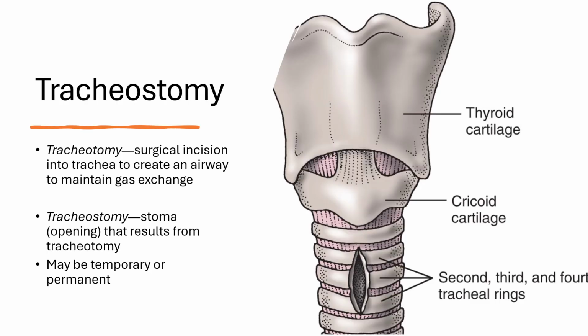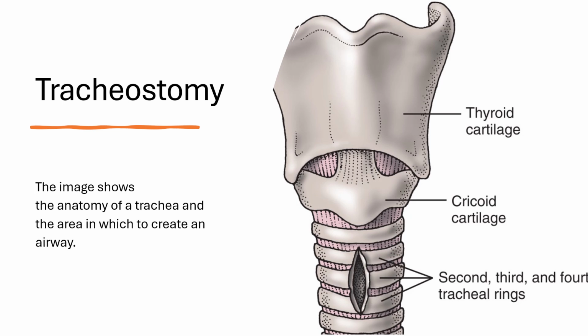Okay, so a tracheostomy is a surgical incision into the trachea to create an airway to maintain gas exchange. A tracheostomy, or stoma, is the opening that results from the tracheotomy, and it can be temporary or permanent. And you really need to understand that not everybody who gets a trach keeps it forever. Some of these patients really are on their way to recovery, so you want to treat them with as much independence as we can. These patients can eat. Some of them that have a trach can still eat and everything. You just have to be careful to watch that it's not going down the wrong pipe.